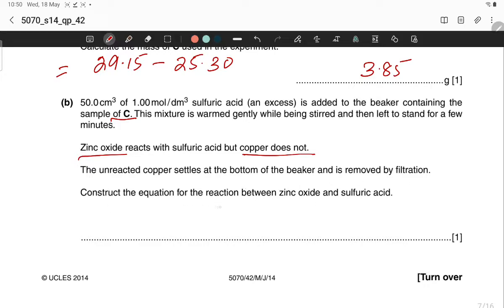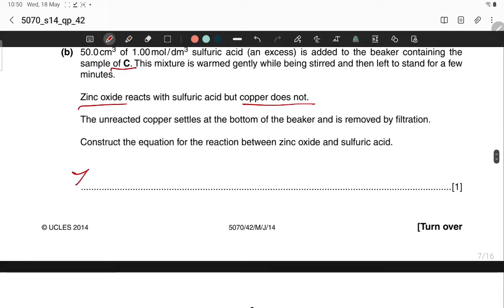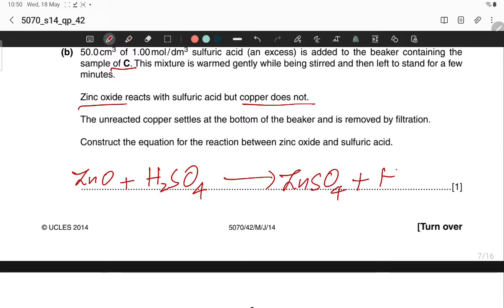Construct an equation for the reaction between zinc oxide and the sulfuric acid. Zinc oxide plus sulfuric acid is equal to zinc sulfate plus water.